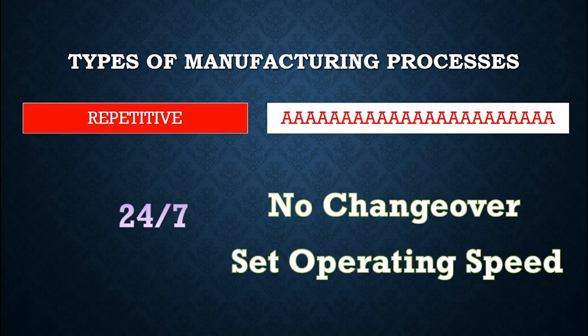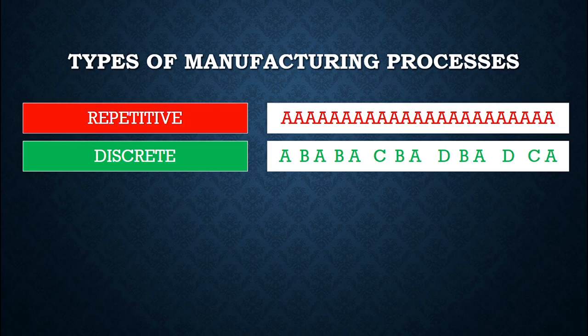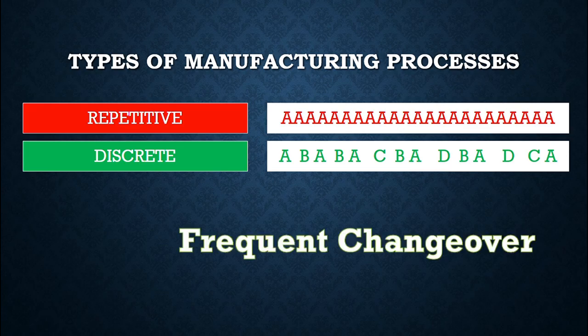Another variant is the discrete type, pretty much similar to repetitive, using an assembly or production line but with diversity, with a variation of setup and changeover frequently. It is done where the manufacturer has to produce similar or slightly varying design products.